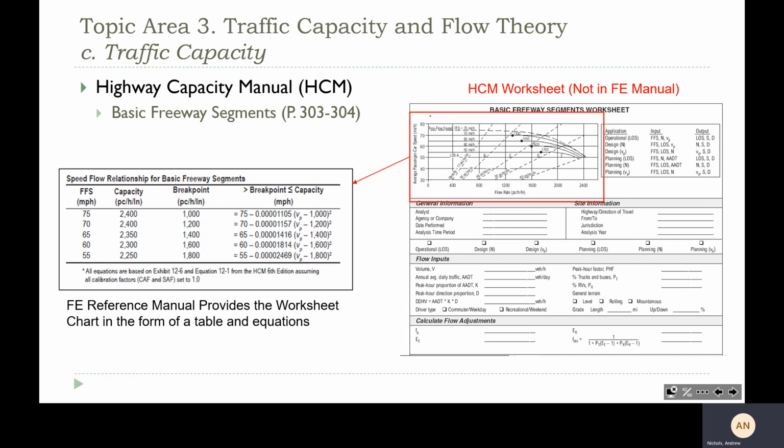In the upper left portion, I'm going to talk about this a little bit more, this chart has basically been converted into a table, which is what they're giving you in the FE reference manual. So we've got different free flow speeds, capacities, breakpoints. Each of these lines in this chart corresponds to a different free flow speed. You've got the breakpoints, which are these points out here. And what these equations allow you to do is calculate a specific speed beyond the breakpoint whenever that starts to take a dive.